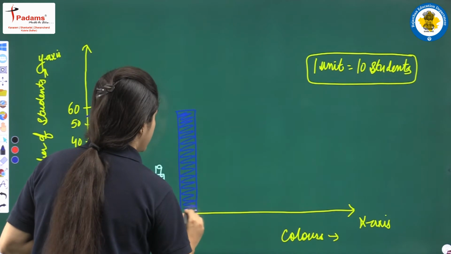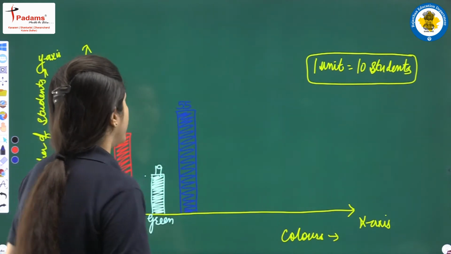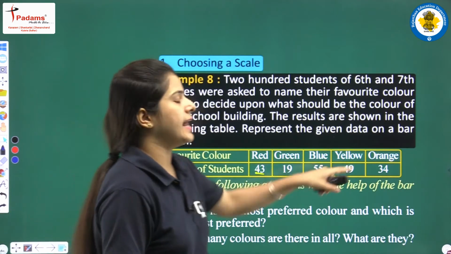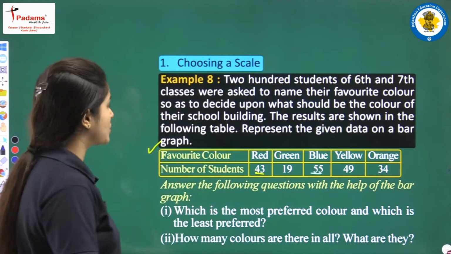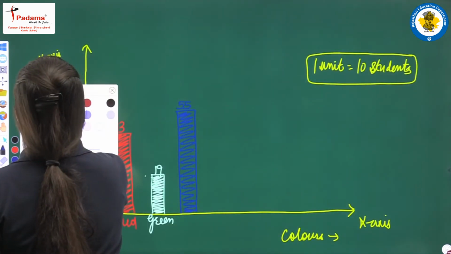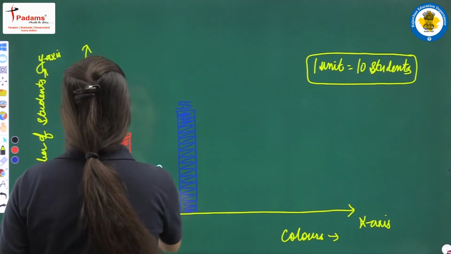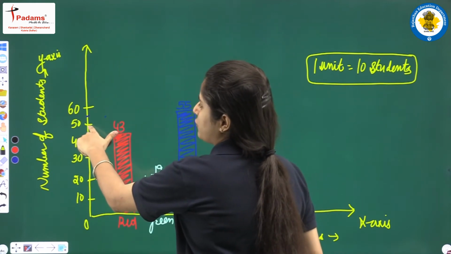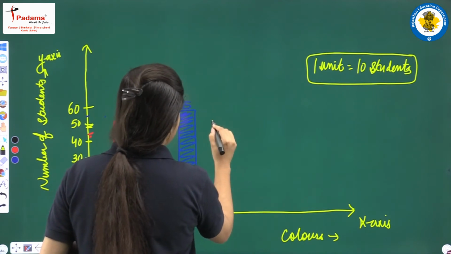So this is the favorite color of 55 students. All right, students. Now what is the next color? That is yellow. Yellow is the favorite color of 49 students. Okay, students, have a look. Yellow color, how many students? 49 students. So 49 is somewhere very close to 50, right? Like here. So it will be 49.